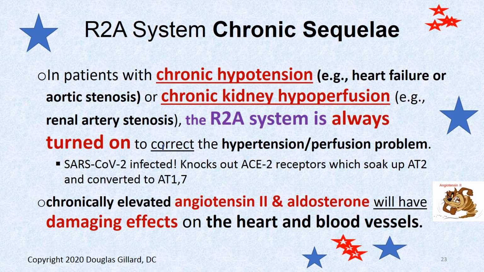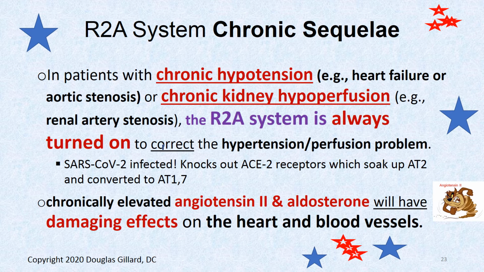So patients with chronic hypotension, like people with heart failure or aortic stenosis or any beaver dam in the heart where you get a decreased ejection fraction, you're going to have hypotension. Well, that's okay because you're going to turn on the R2A system, but it's going to be on all the time, and it tends to overdo it. It's not going to give you a perfect 120 over 80 blood pressure. It's going to make it high, like 150 over 95, and that's not good.